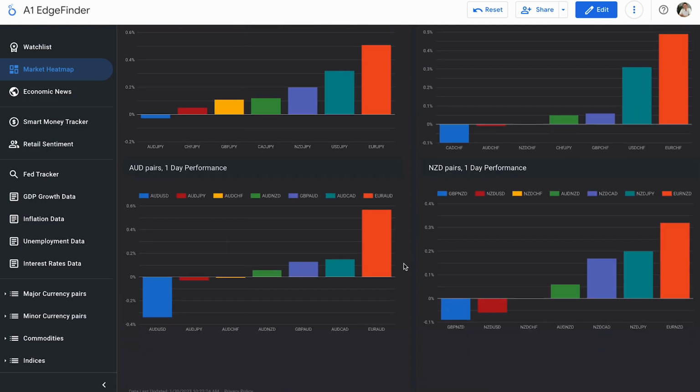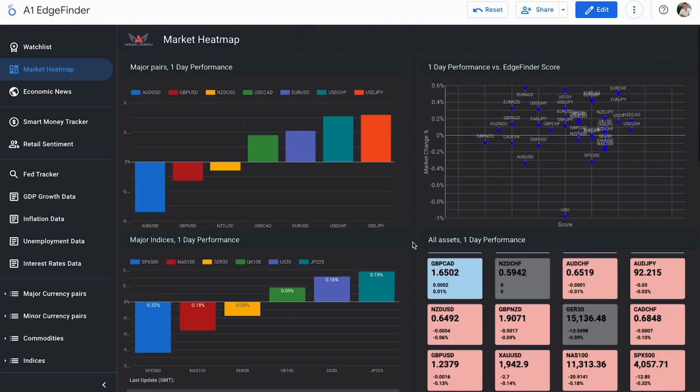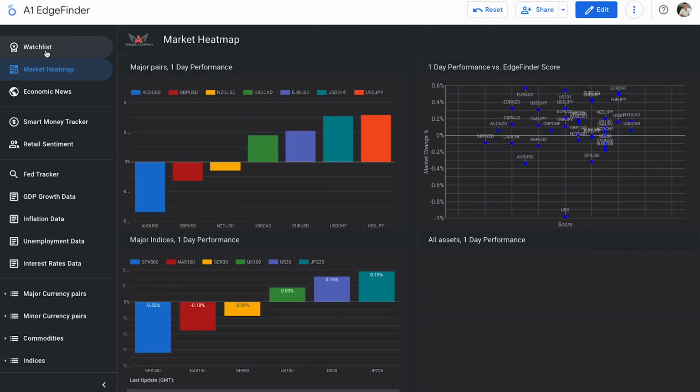And most of our Australian pairs are up, Euro AUD up 0.57%, AUD USD down that 0.34%, and same with our New Zealand dollar pairs. Most NZD pairs up on the day, Euro NZD up 0.32%, GBP NZD down 0.09%. So with that out of the way, let's check out the watch list.